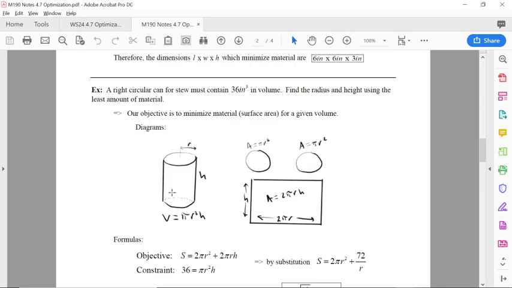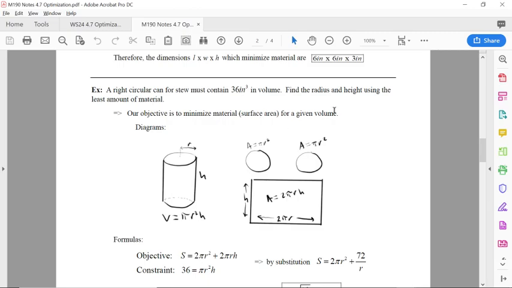Now, what's the volume of such a can? Well, if we take the area of the circular base, pi r squared, and multiply it by the height, we get volume, taking advantage of the fact that this is a right angle here. The volume of this can is pi r squared h. And that must be equal to 36, because we're given that, and that's a constraint. That's going to give us a way to relate h and r to each other.